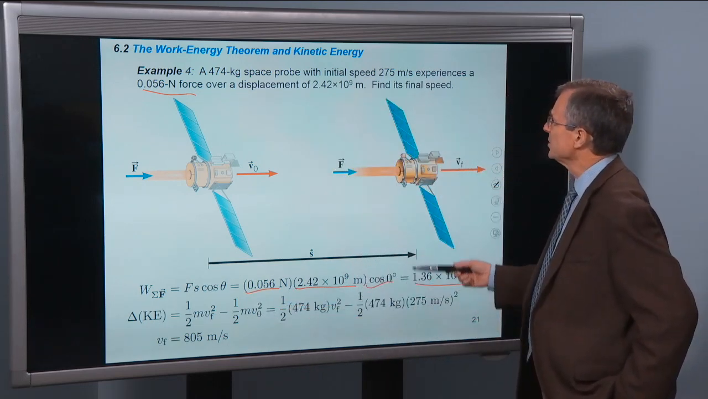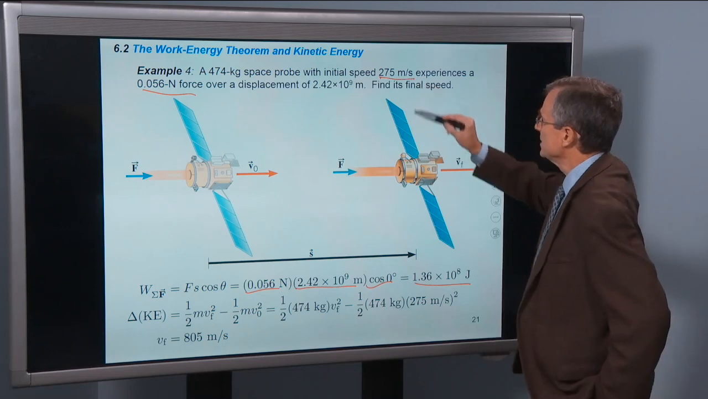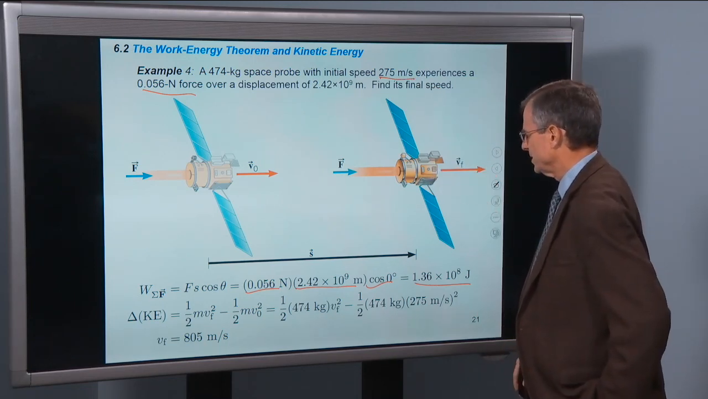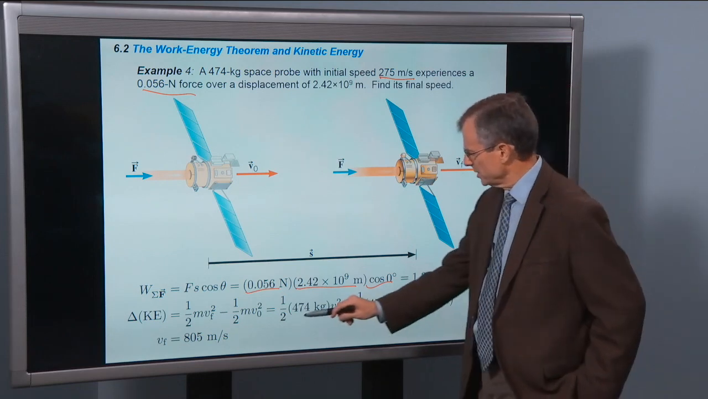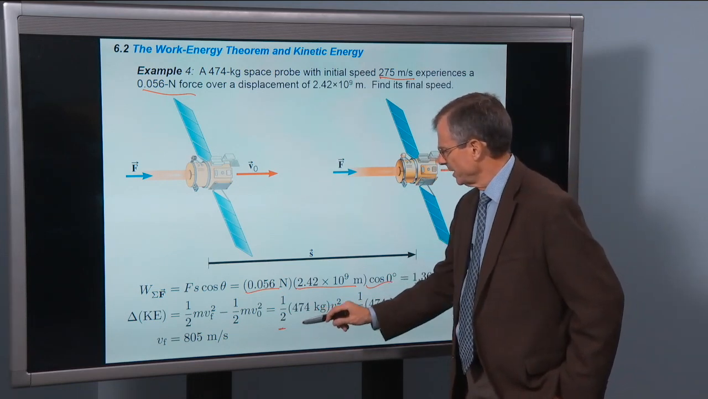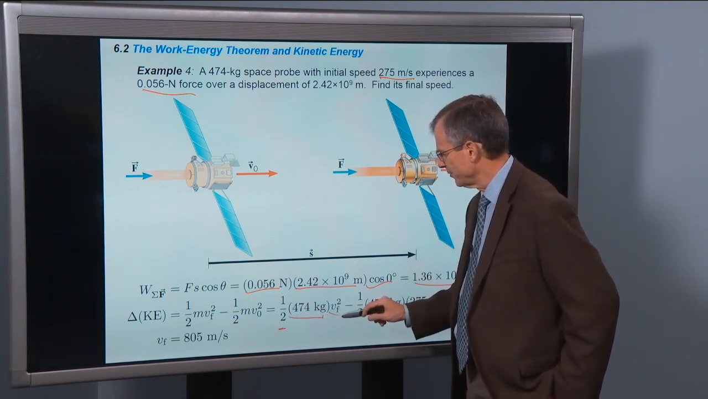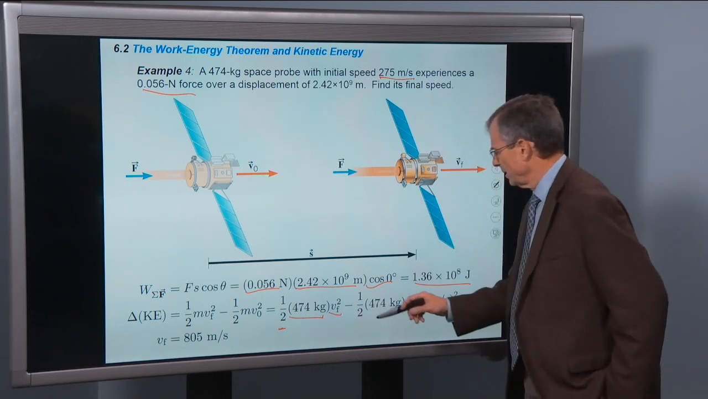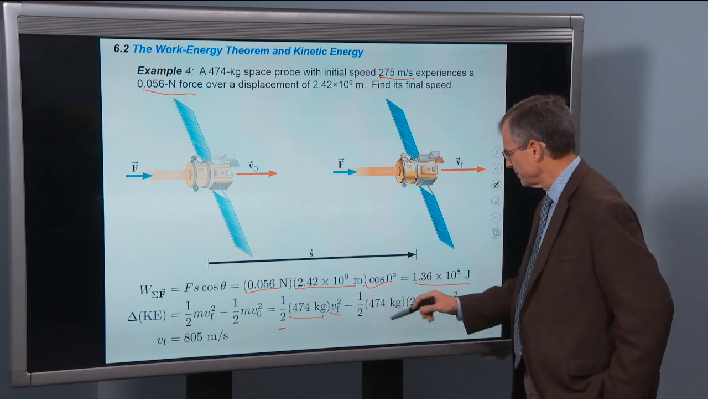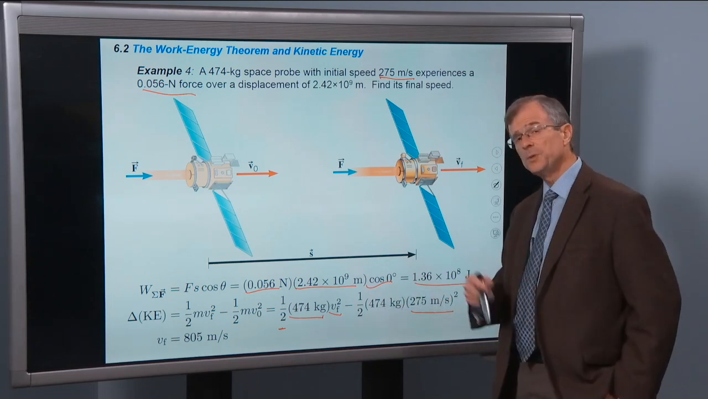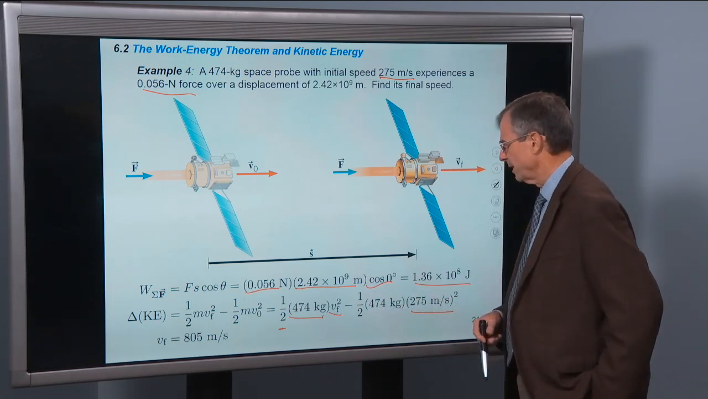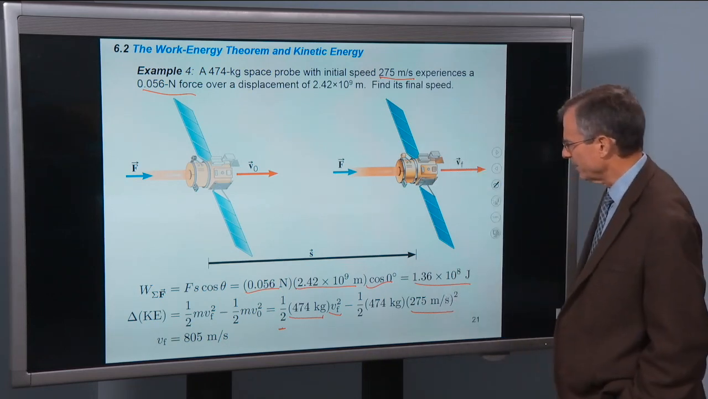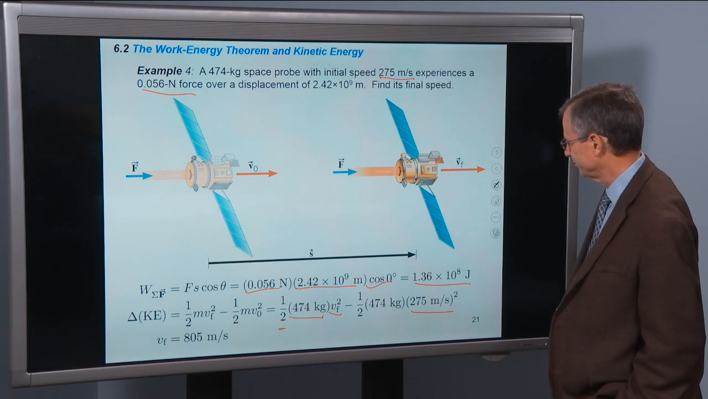We're actually starting at an initial speed of 275, and we're trying to find its final speed. So this is 1/2 times the mass times the final speed squared, which we don't know, minus 1/2 times the mass times the initial speed, which we do know, 275. So now we have what might look to be a rather ugly equation to solve.